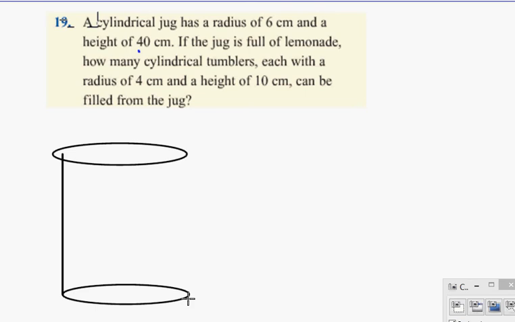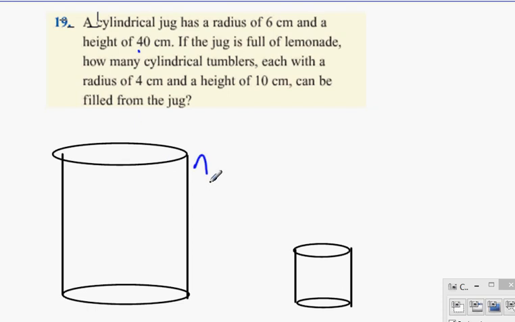So we've got a big container and a small container like so. We have to work out how many of the small fit in the big. Find the volume of the big container: it has a height of 40 and a radius of 6. The small one has a height of 10 and a radius of 4.